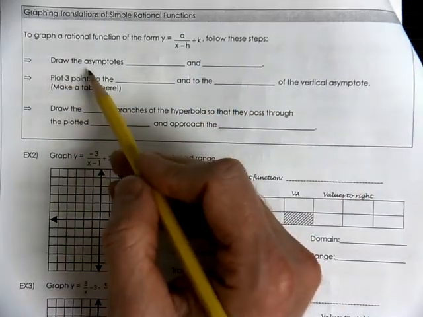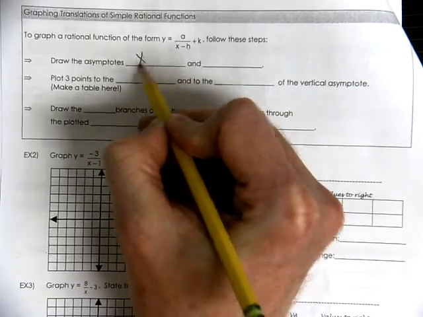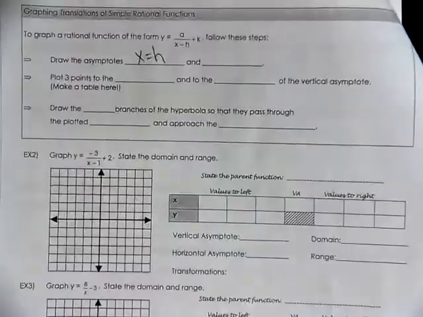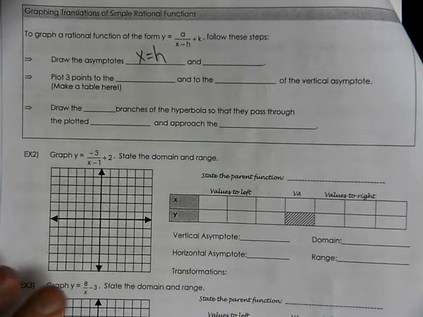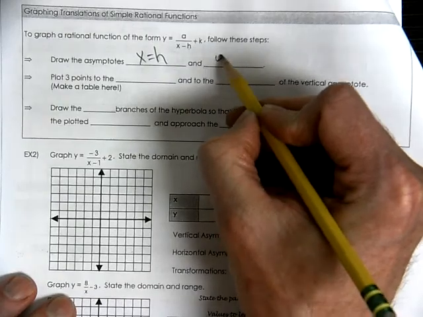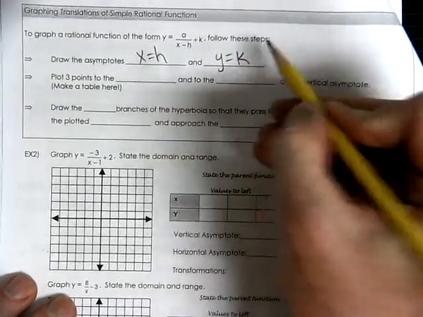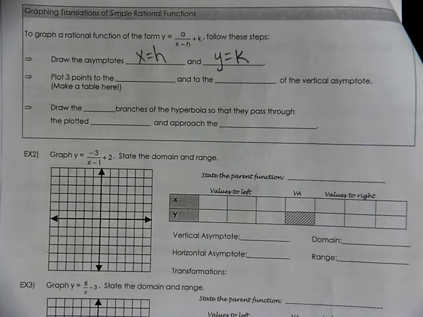What we're going to do is draw the asymptotes. And the asymptotes are going to be where the H value is. It's always opposite the sign. And you're going to have a horizontal asymptote at the K value. So you have a vertical asymptote and a horizontal asymptote.